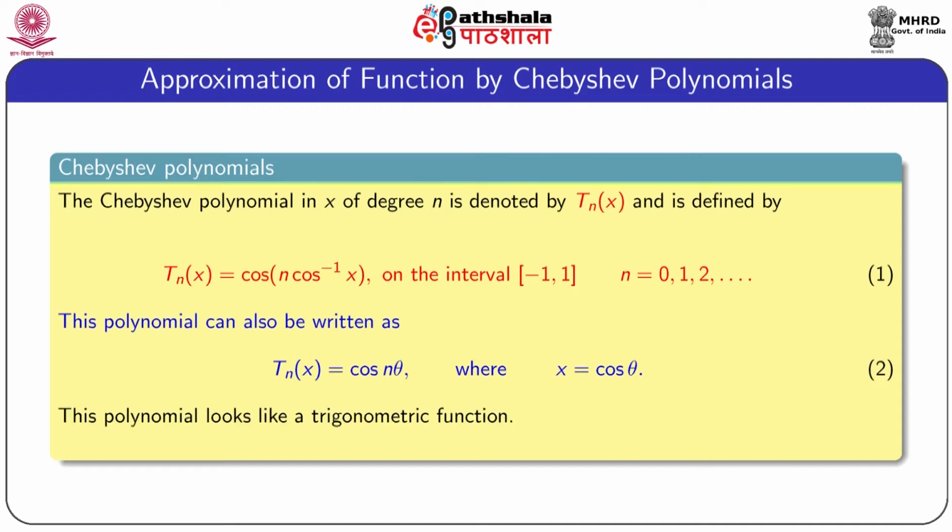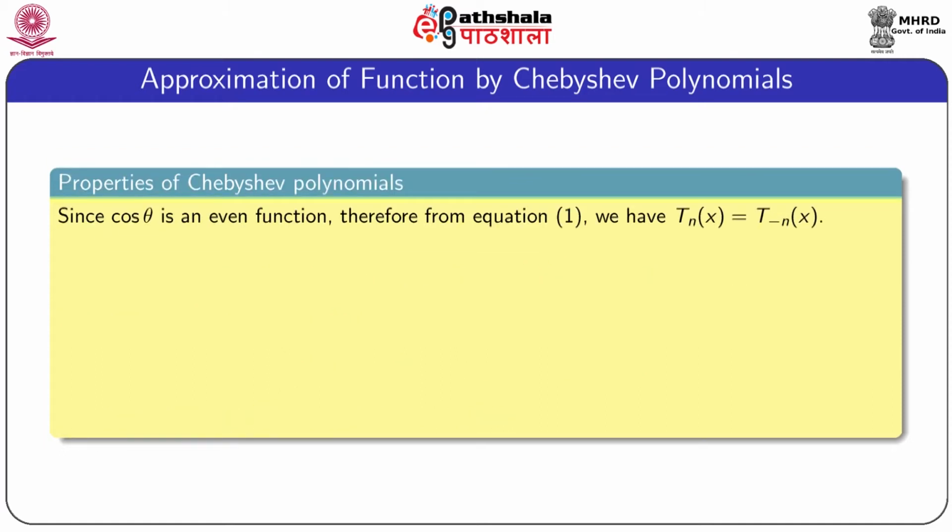These polynomials look like a trigonometric function, but this is an algebraic function, by expanding the cosine function and the cos inverse function. In particular, when n equals 0, T0(x) = 1 and T1(x) = x. These are the initial values of the polynomial Tn(x) for n equal to 0 and 1. We know that the function cos θ is an even function. Therefore, from equation 1, that means from the definition of Tn(x), we can show that Tn(x) = T₋n(x).